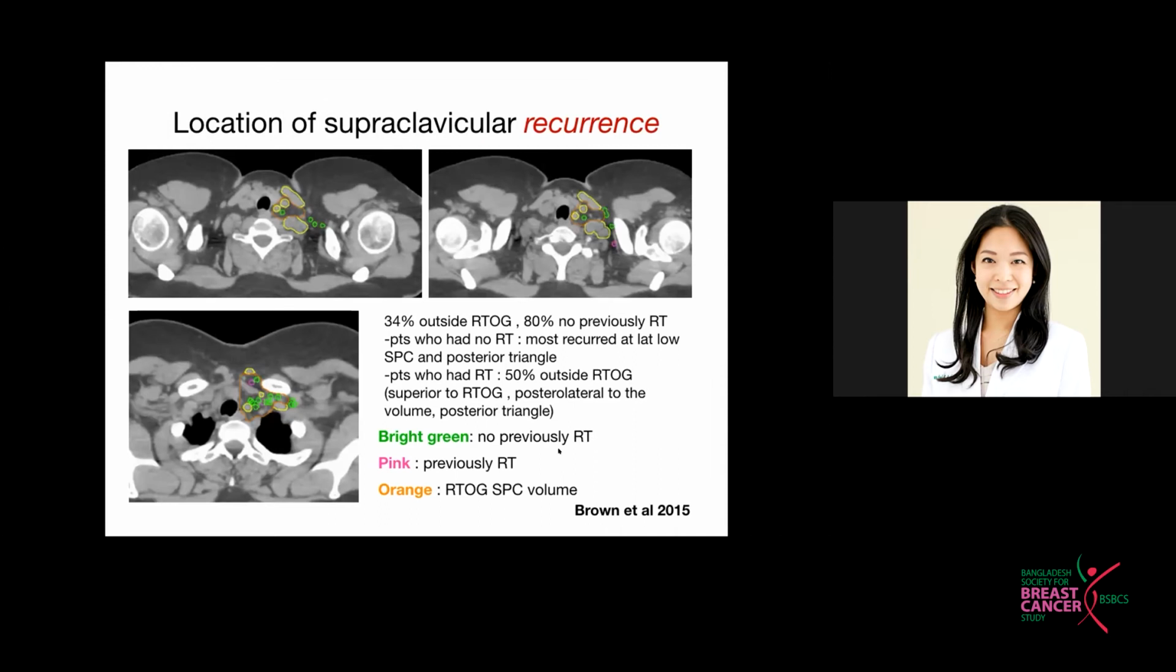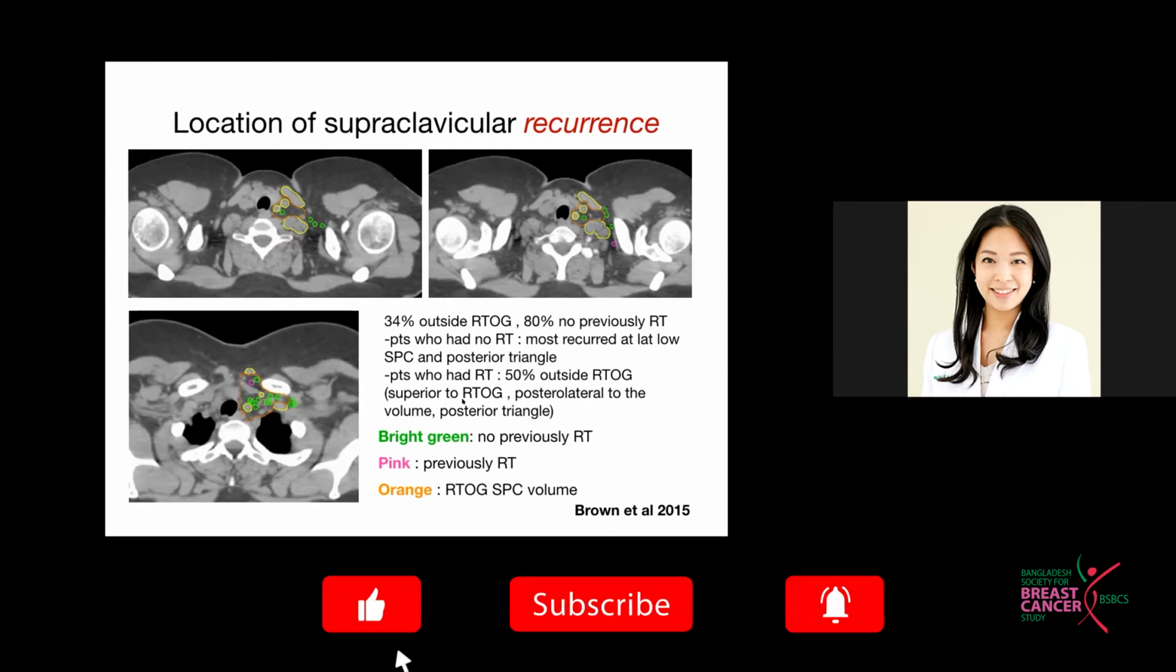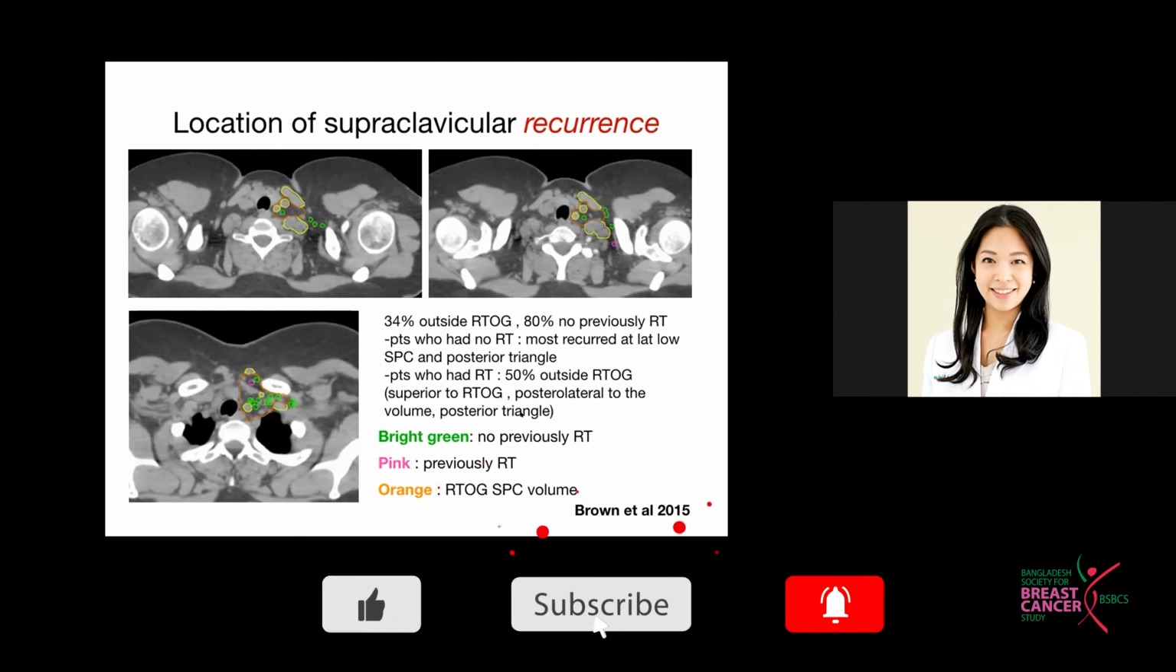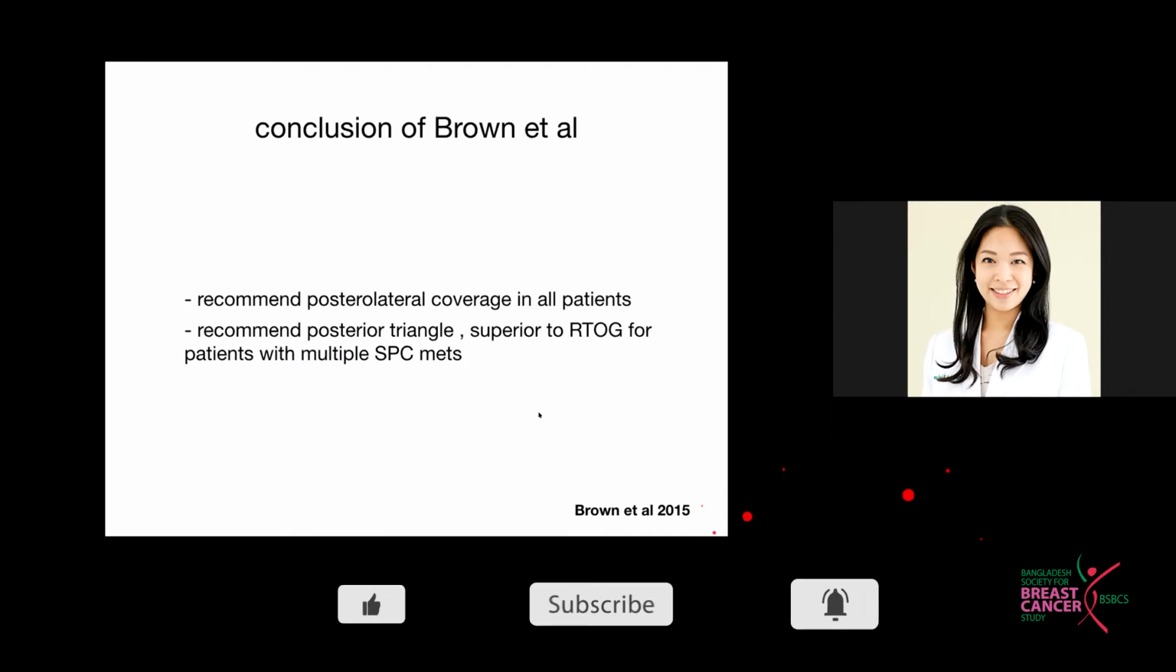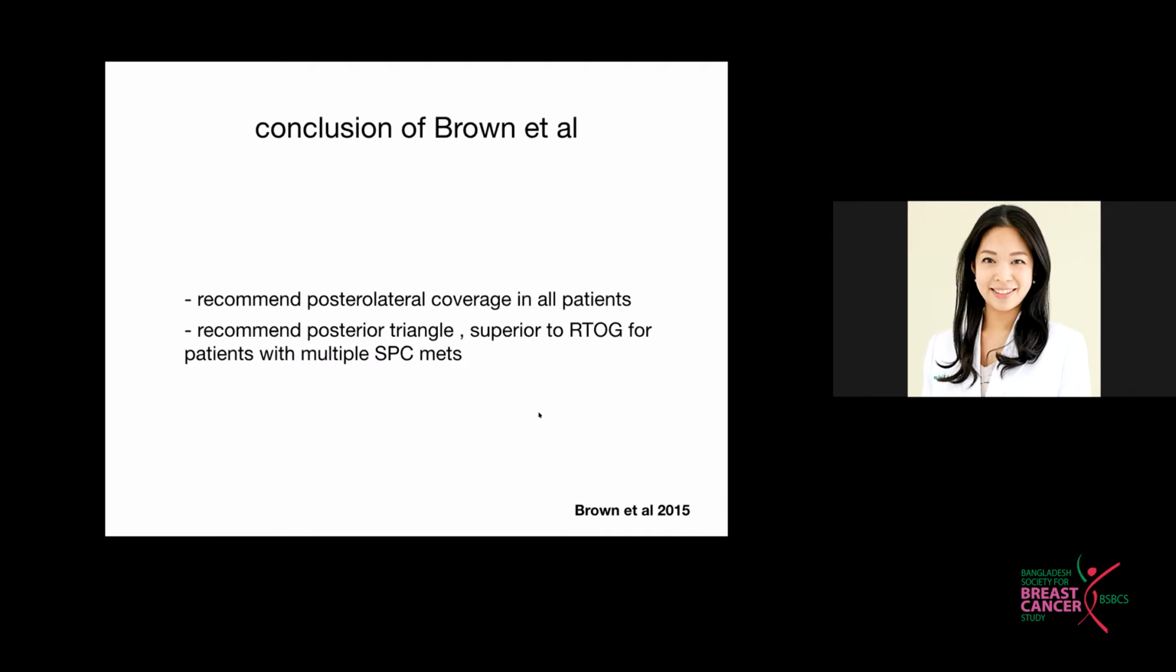For the patients with recurrence, 34% recurred outside the arterial G volume, and 80% of those had no previous radiation. The patients who had no radiation mostly recurred at the lateral low supraclavicular and posterior triangle. For the patients who had radiation before, half of them recurred outside arterial G, which is superior to arterial G, posterolateral to the volume, and also the posterior triangle. So Brown concluded that we should cover the posterior triangle, very posterior to the arterial G volume.